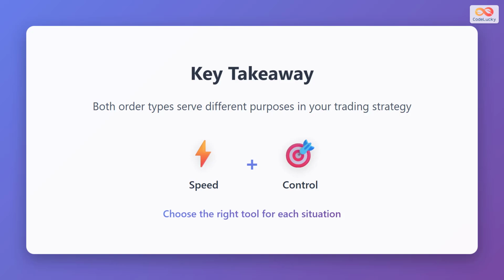The key takeaway is that both order types serve different purposes in your trading strategy. Market orders give you speed, ensuring immediate execution when timing matters. Limit orders give you control, ensuring you only trade at acceptable prices. There's no universally better option. The right choice depends on your specific situation. Are you prioritizing getting the trade done now or getting it done at the right price? Understanding this distinction and choosing the appropriate tool for each situation will make you a more effective trader.